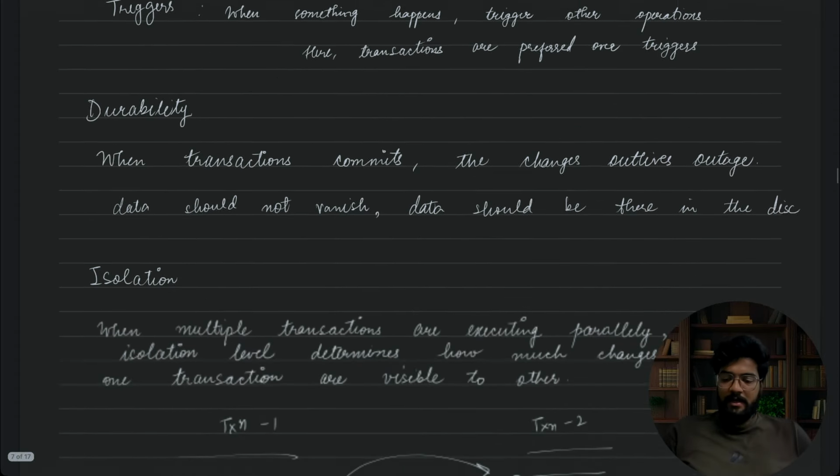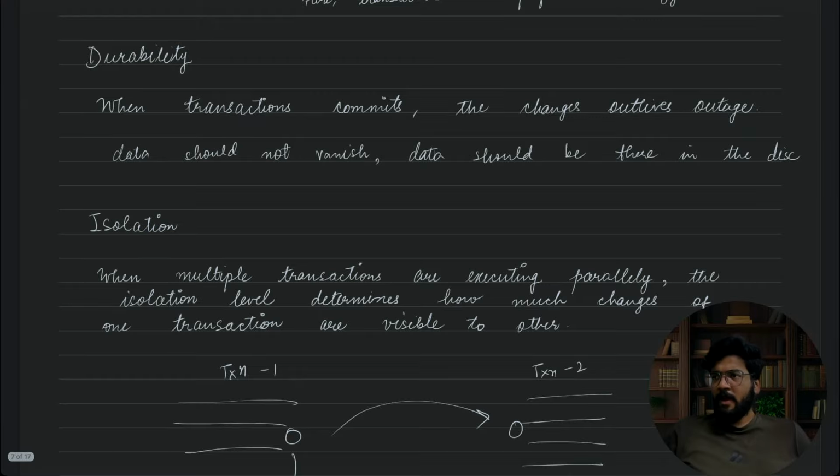Third is durability. Whenever a transaction happens, the one thing that the database confirms is that the data is durable. The data is not going to vanish. So if the system crashes or anything happens to your database or system, the data will be stored on disk, and it is guaranteed that you would never lose your data. The data is not going to just vanish out of nowhere.